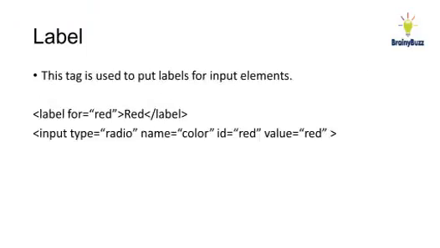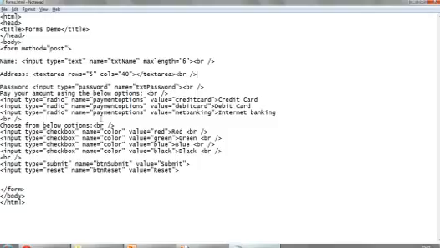After that you have label. Sometimes you want to put a label for a particular input type. Till now we were just writing the values over here like name or address, but sometimes you want to make it a label, make it as the label over here. So what I can do is I can just write the label over here.